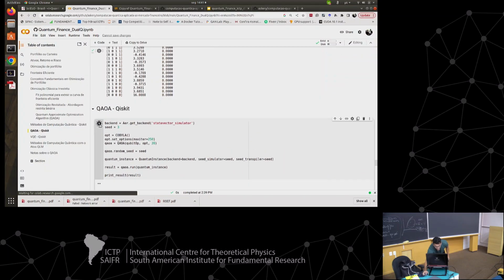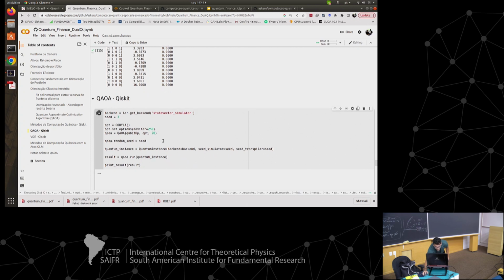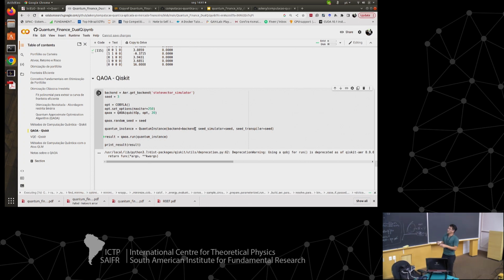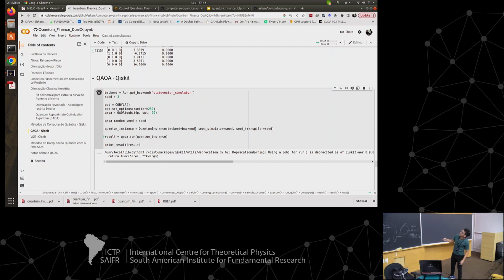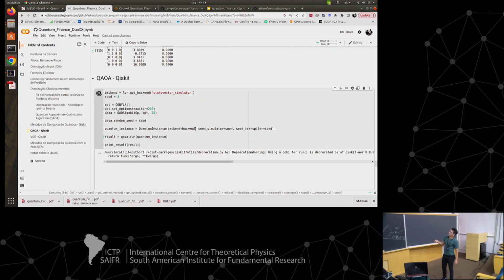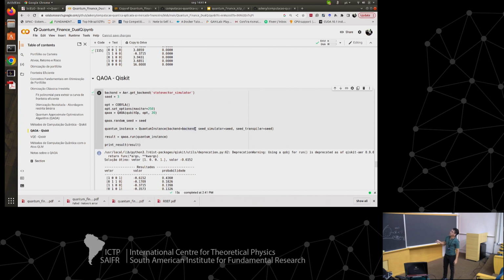So now, QAOA. Here I'm using the optimizer, that one, COBYLA or Cobyla. I never know the pronunciation. And with 20 layers, I try to find the best solution up to 25 iterations. So, it's okay so far? Let's see.